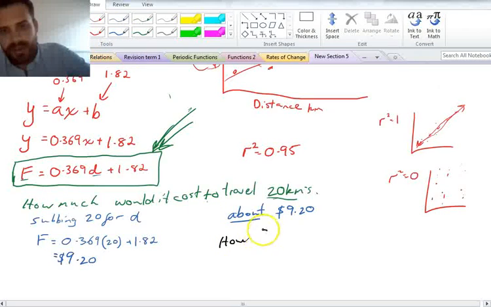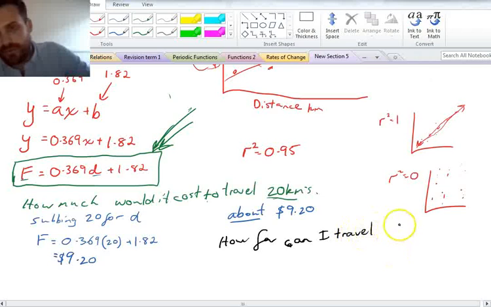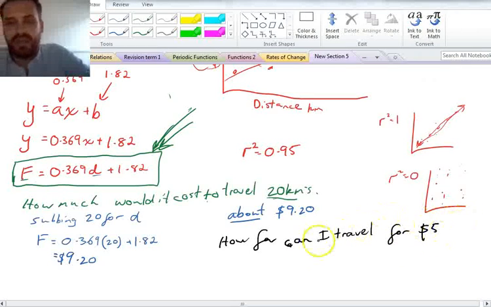How far can I travel for $5? Okay, so this time I know the f value, but I don't know the d value. So I know that the fare is $5, but I want to know how far can I travel with that. We do the same thing though. We know our function.